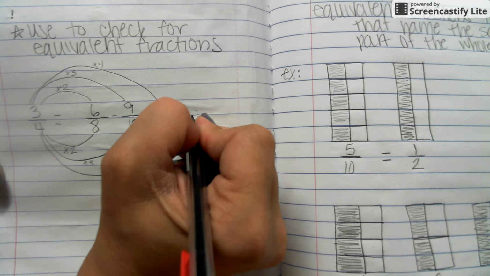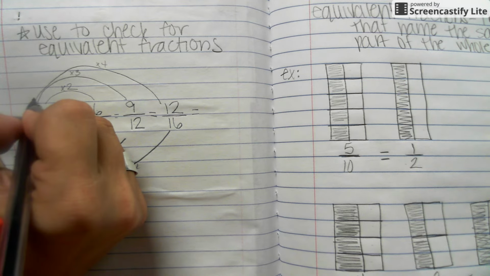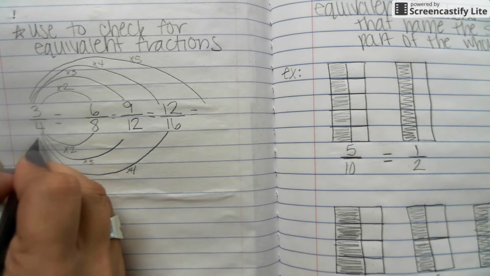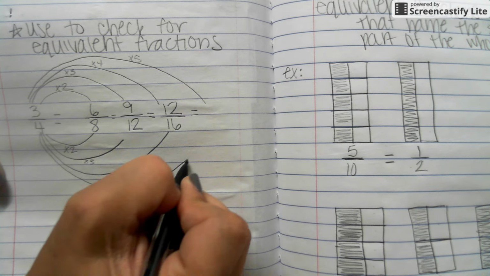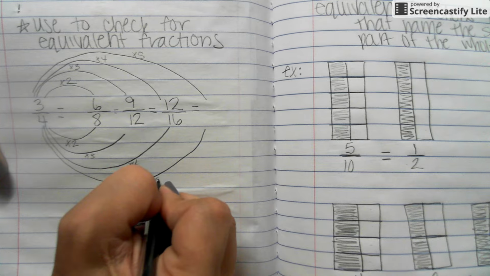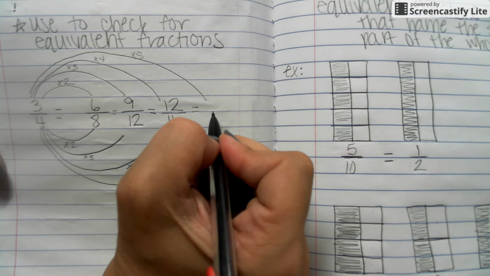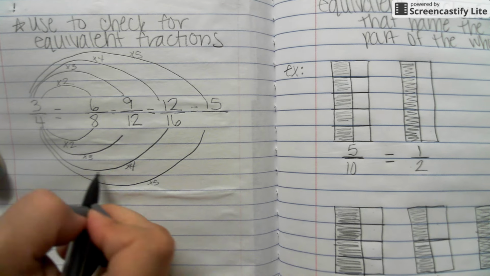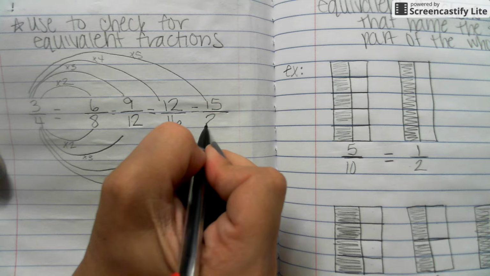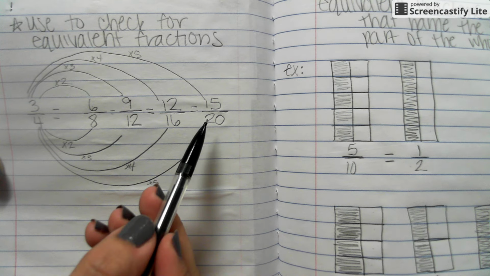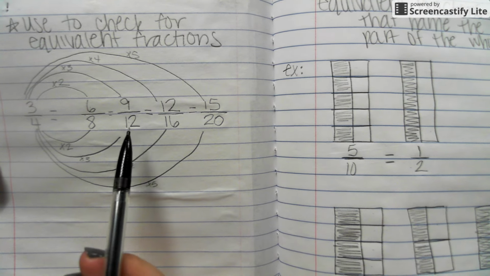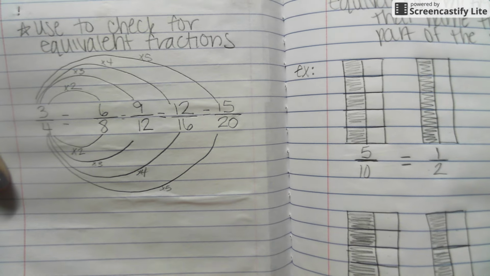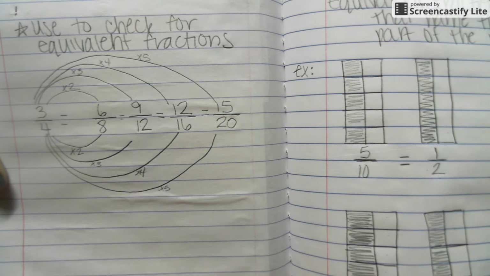Let's do one more. See if we can come up with another equivalent fraction. If I multiply the top by 5 and the bottom by 5, 3 times 5 is 15. 4 times 5 is 20. So 15/20 is equivalent to 12/16, 9/12, 6/8, which all comes back to 3/4. Now here's why we call this fraction fish.